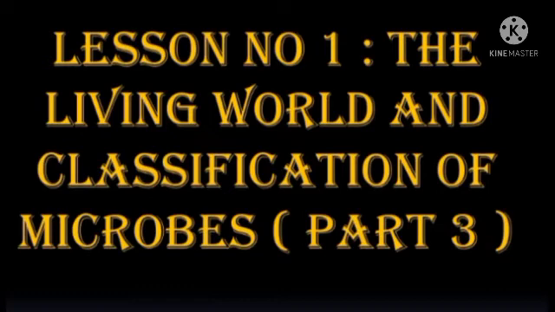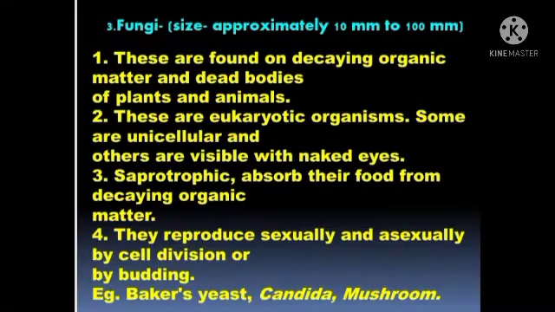In today's lecture, we are going to learn the characteristic features of the third, fourth and fifth microbe, that is fungi, algae and viruses. Let's see it one by one. Third microbe is fungi. Its size is approximately 10 micrometer to 100 micrometer. First point, these are found on decaying organic matter and dead bodies of plants and animals.